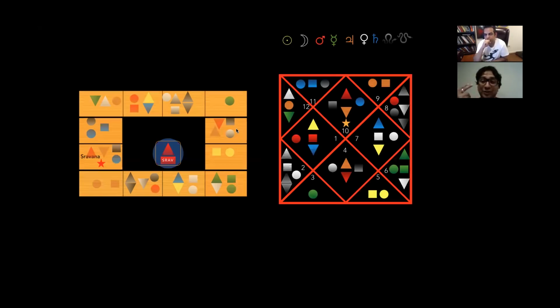Now, Shravana natives are great at translating foreign languages. Why is that? So what house is language? 3rd house. Now you can see the 3rd lord is Jupiter. Jupiter is also the 12th house. Now what is the 12th house? Foreign lands. Exactly. So the 12th house and 3rd house connection is literally foreign languages.